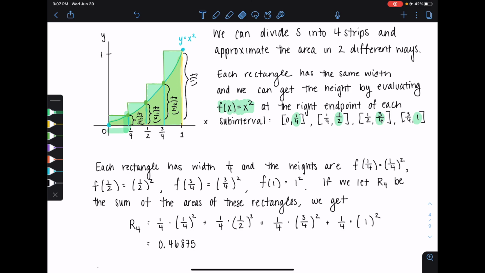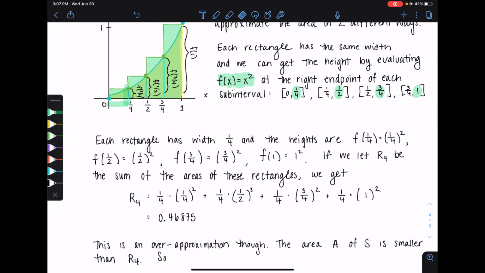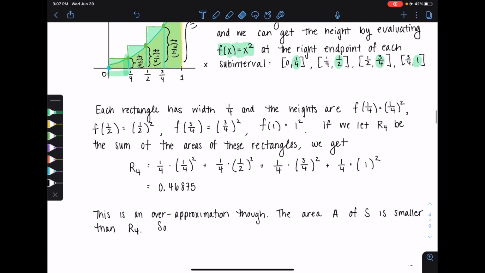So plugging all this into a calculator, the area of these 4 rectangles is about 0.46875, okay? And again, this is going to be an over approximation. So ultimately, my true area is smaller than this. But that's still way better than saying my area is definitely less than 1. Okay?